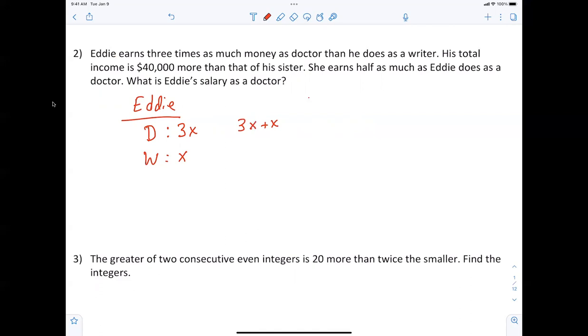So his total income means what? Equals 40,000 more than his sister, right? So now I have to write his sister down. Man, this one was a hard one. Everybody's going to write sister down. I thought it was a direct relationship. So what does his sister earn? Which would be what?